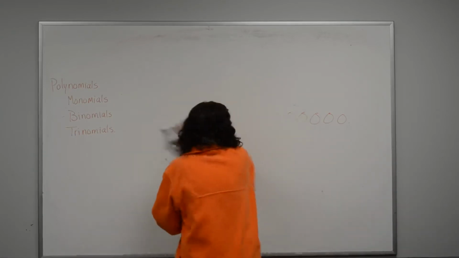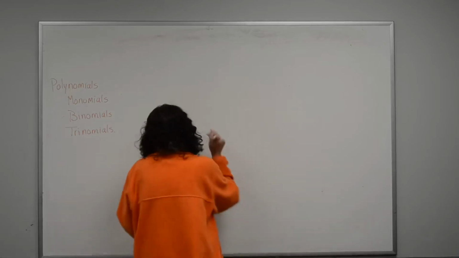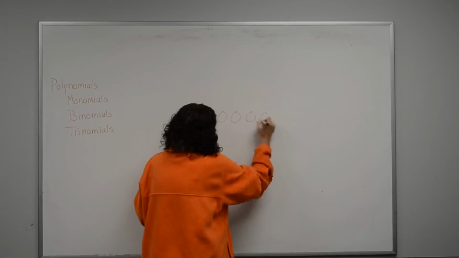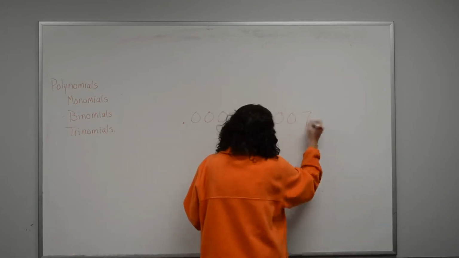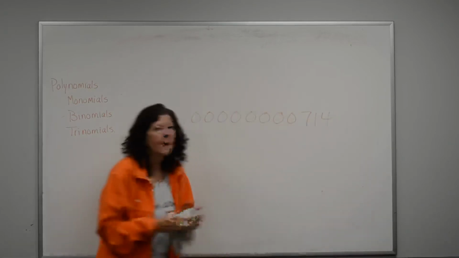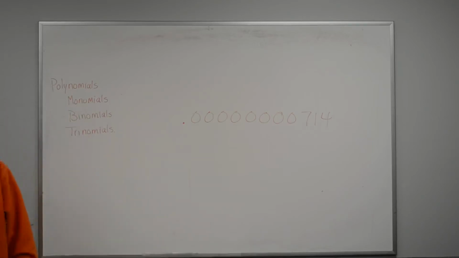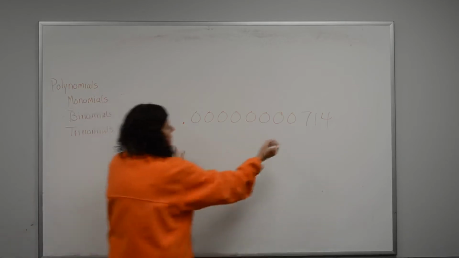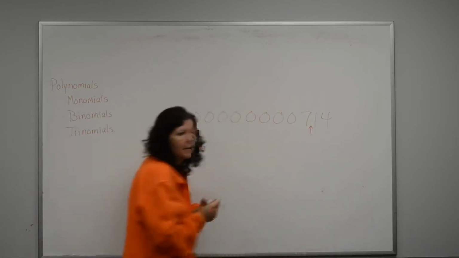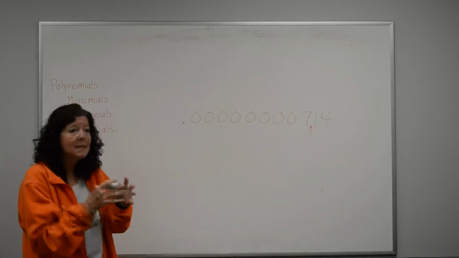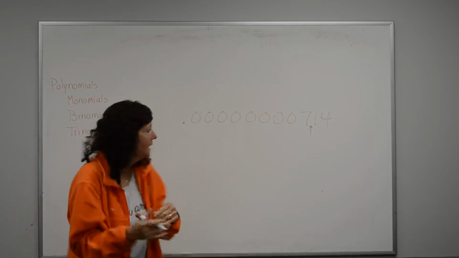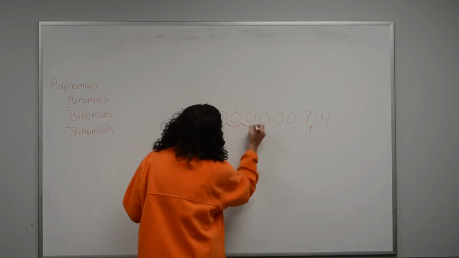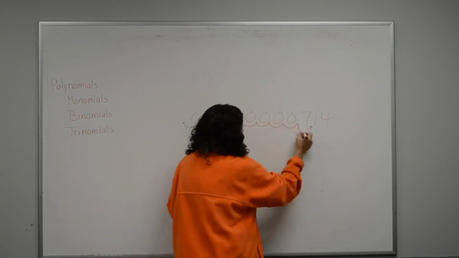All right, let's do one last one. Let's make a really small number. All right, where does the decimal need to go? Between the 7 and the 1. So I've got to move it to that location right there. Okay, because it has to be written as a number between 1 and 10. So I count. 1, 2, 3, 4, 5, 6, 7, 8, 9.